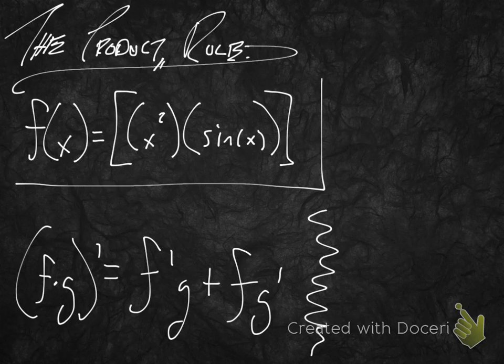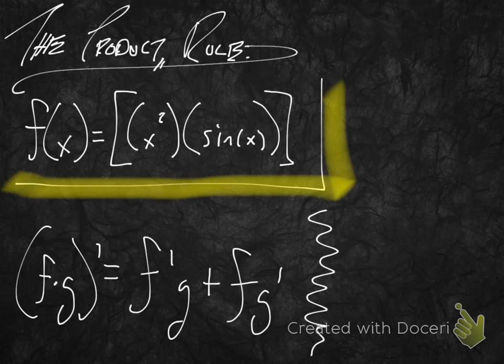So let's go ahead and get started here. This is the function we want to evaluate. So this shouldn't be that bad. Let's go ahead and figure out what our f and our g are. So our f is going to be x squared, and our g is going to be sine of x. So, new page here.